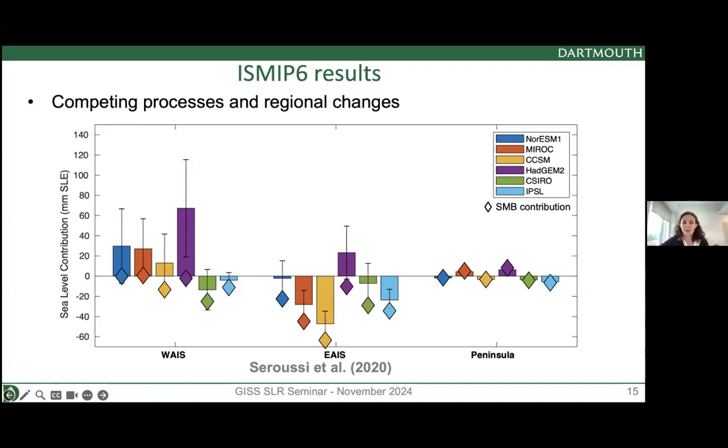Not so much is happening in the peninsula, so let's not talk much about that. West Antarctica, we had little changes in surface mass balance and a lot of dynamic changes. East Antarctica, we have a lot more surface mass balance, more precipitation, and some dynamic response, but not enough to offset the mass gain. And so we have these competing processes from warmer oceans, warmer atmospheric conditions, and also competing regions, with West Antarctica and East Antarctica having a different response.